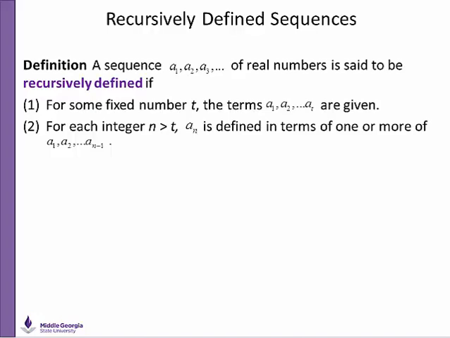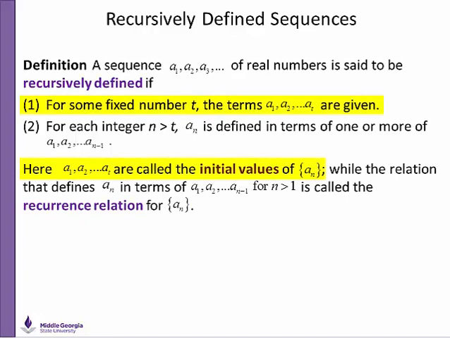2. For each integer n greater than t, a sub n is defined in terms of one or more of the values a sub 1, a sub 2, and so on up to a sub n minus 1. Here in part 1, the a sub 1, a sub 2, and so on up to a sub t are called the initial values of a sub n, and frequently there is only one of those, and we'll look at some examples where there's one or two initial values, but t could actually be any number.